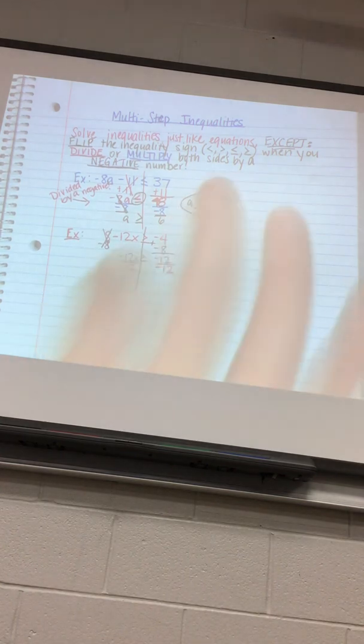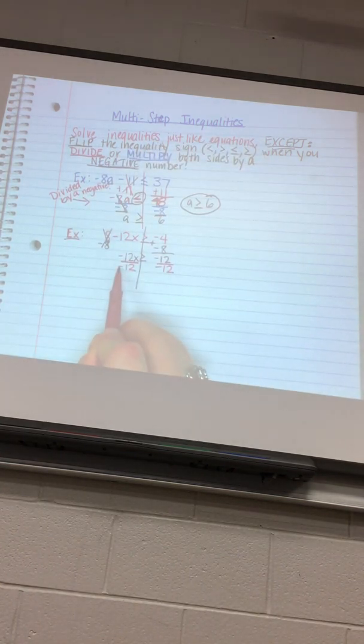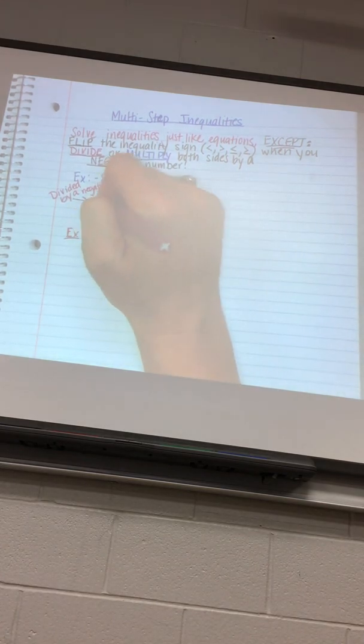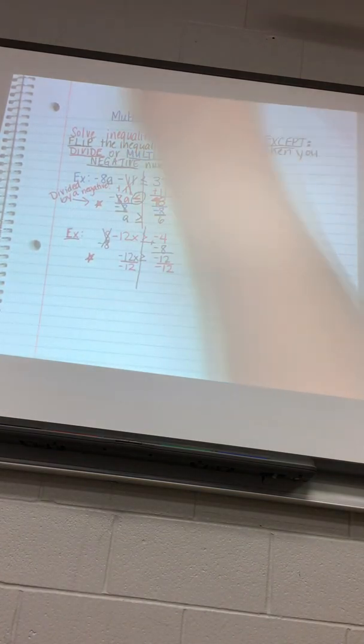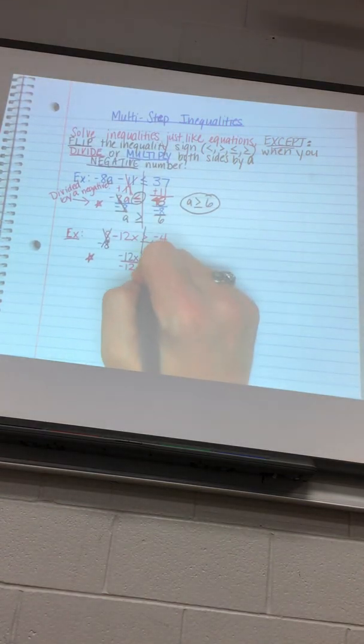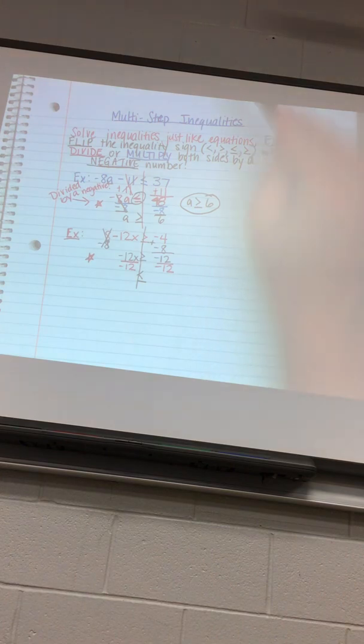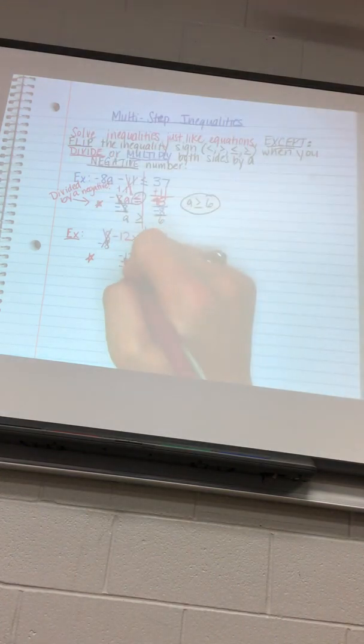Caution! We just divided by a negative number. Star that. Okay? When you do that, you have to flip your sign. Now it is a less than or equal to sign. And now we can divide like normal.